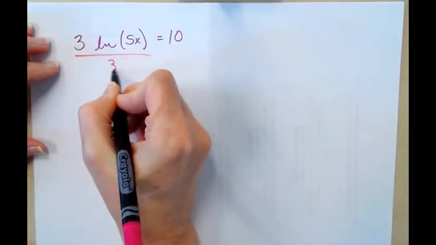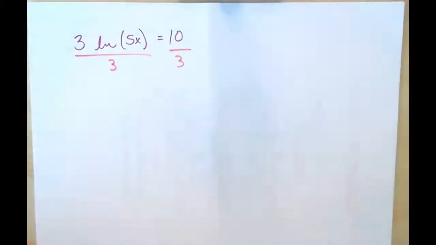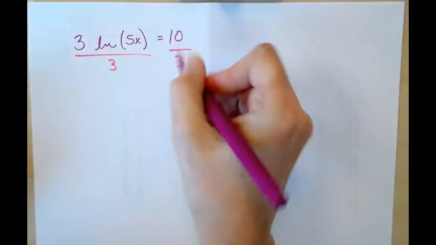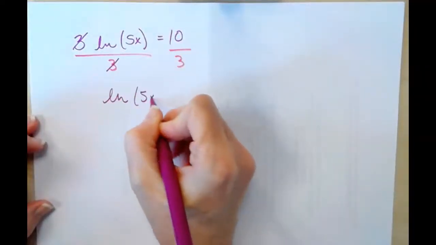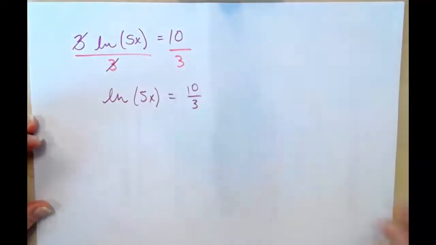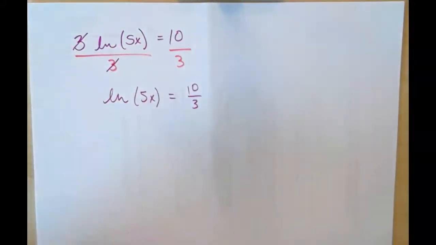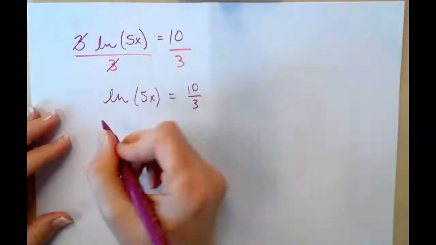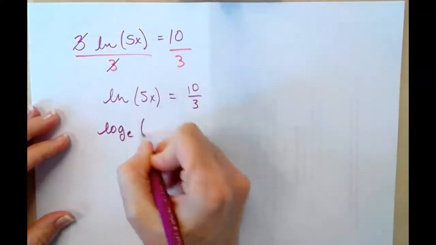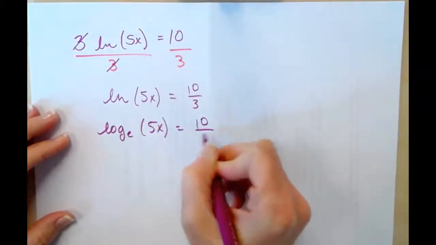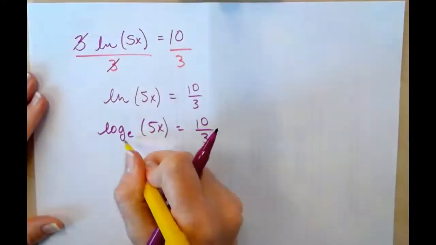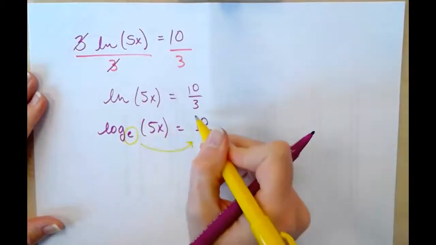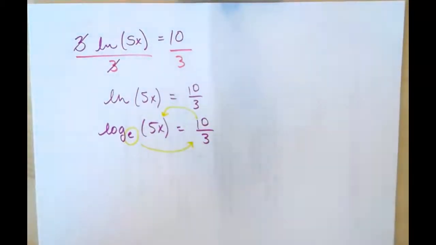Let's divide by 3, divide by 3, and when we divide by 3, we get a fraction over here, but that's okay. ln of 5x equals 10/3, right? So we get that. What does ln mean? It's log base e. So log base e of 5x equals 10/3. Let's rewrite this as an exponent. So e to the 10/3 power equals 5x.